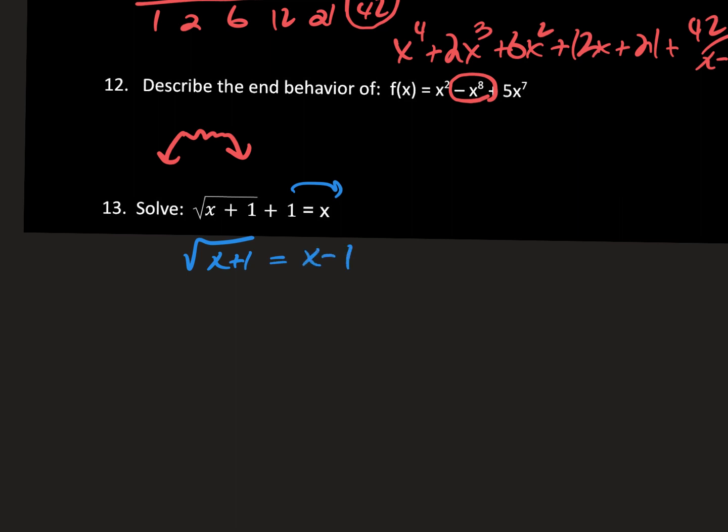So move the 1 over. State the radical, square both sides. This is the part where most people miss it. If you square the left-hand side, the radical just goes away. If you square the right-hand side, you do square, multiply together, double, square.